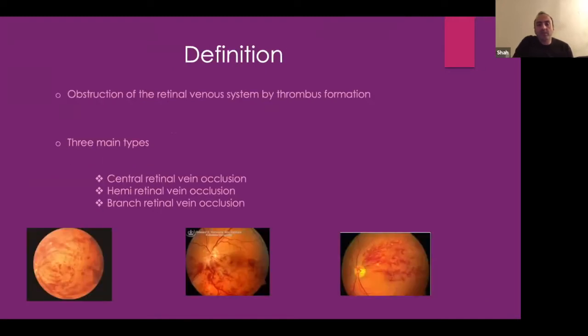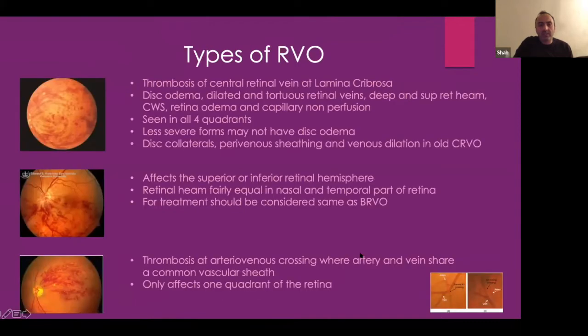So definition, retinal vein occlusion is obstruction of the retinal venous system by formation of thrombus. And you know, there are essentially three different types. There's a central retinal vein occlusion, hemiretinal vein occlusion, and branch retinal vein occlusion. And at the bottom of your screen, you've got the various pictures. So you've got the central retinal vein occlusion here, hemi, as the name suggests, which is kind of half the retina is covered with hemorrhages, and then branch, which is essentially 1/4. So that's kind of easy enough.